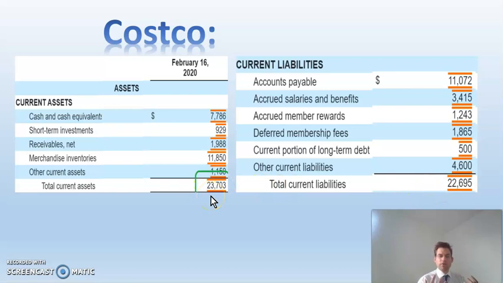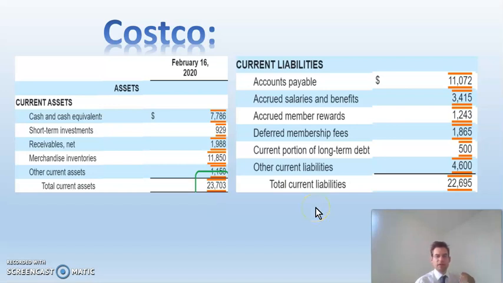Now, Costco is just so predictable, that business model. People come in and they do their shopping, and you can very much predict the amount of cash coming in. So that business actually runs better with less cash on its balance sheet. So as you can see, in the case of Costco, the current liabilities are smaller than the current assets.